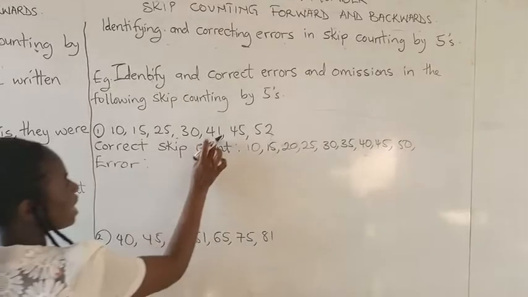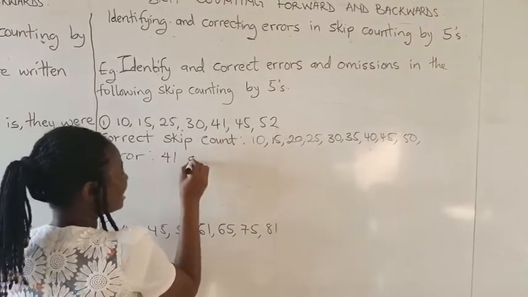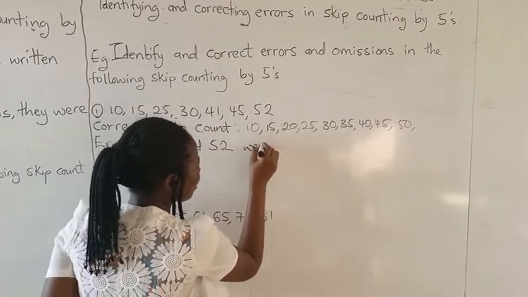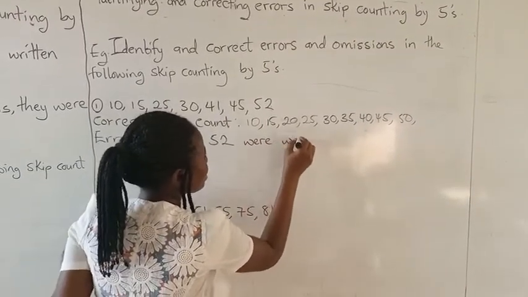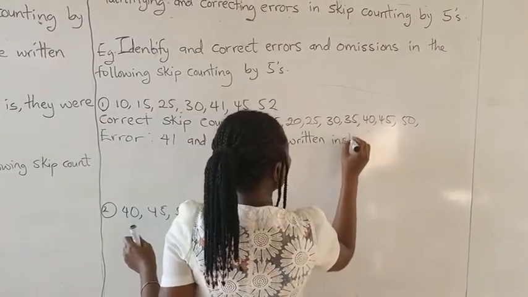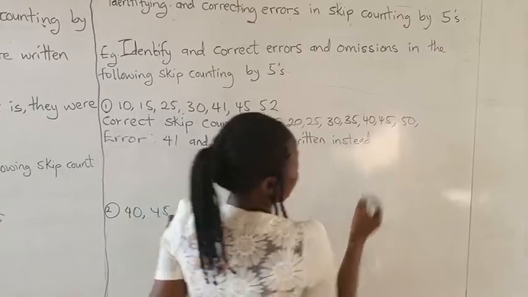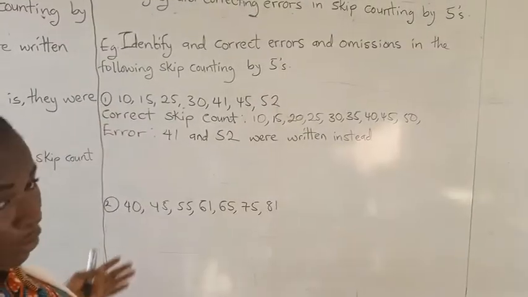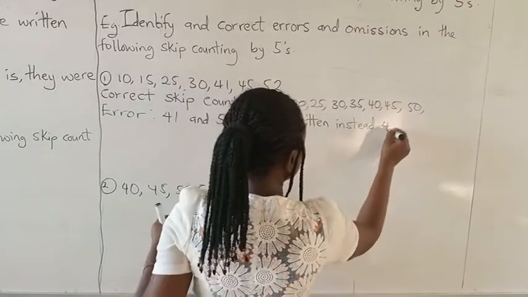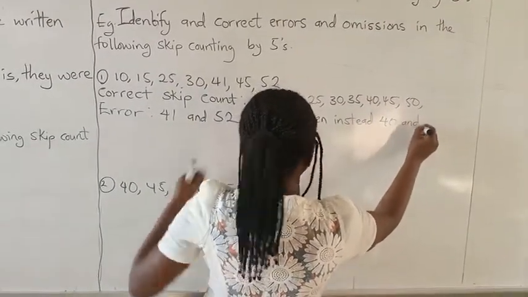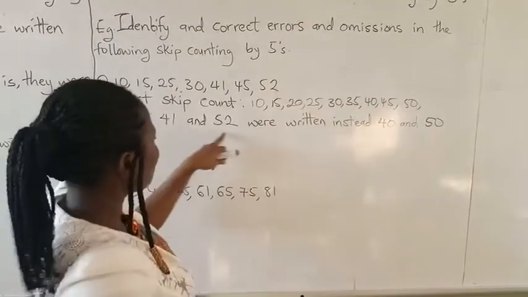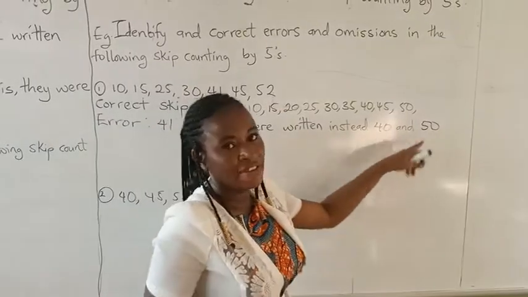Okay, so here you write 41 and 52 were written instead of, but you have to compare to know the numbers that they were written instead of. Okay, so here, instead of 40, and 52 was supposed to be 50. So 41 and 52 were written instead of 40 and 50.